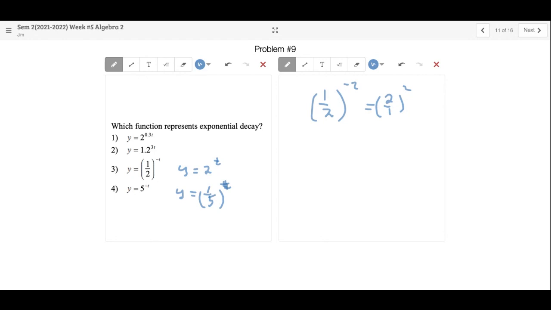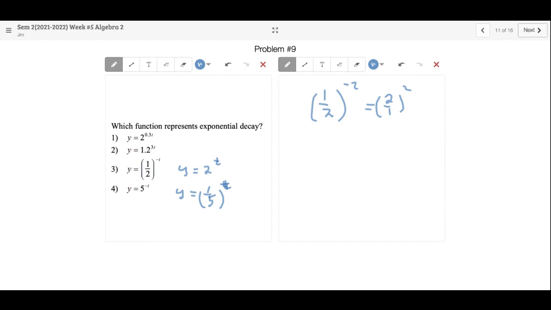Okay. So that was kind of a tricky question there, having those negative exponents in there. But you have to be careful. I will try to trick you on some of these.